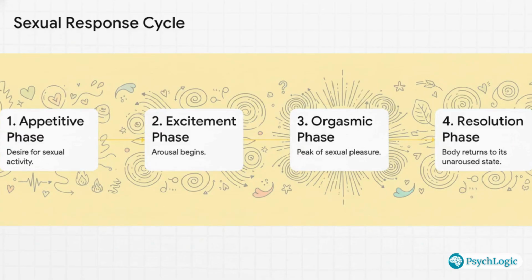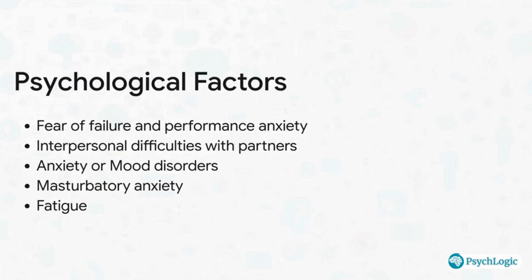A dysfunction can pop up at any one of these points. Maybe there's a lack of desire at the start, or maybe there's a problem with arousal or reaching orgasm later in the cycle. And the causes for these dysfunctions can be all over the map. They can be psychological, they can be biological. Let's take male erectile dysfunction as an example. The book points to a bunch of psychological factors, things like fear of failure, performance anxiety, problems between partners, or even things like anxiety or mood disorders. It really just goes to show you that powerful mind-body connection. What's going on in our heads can have a very real, very direct physical impact.